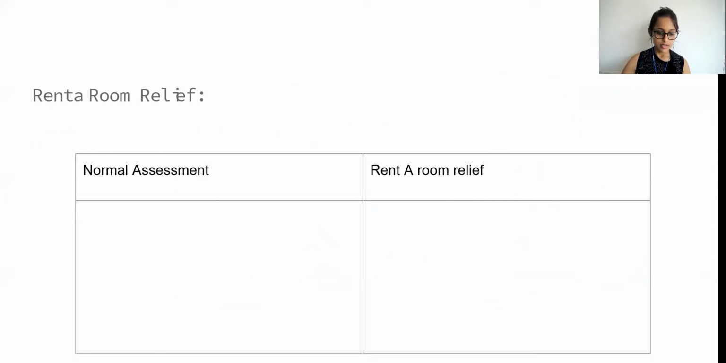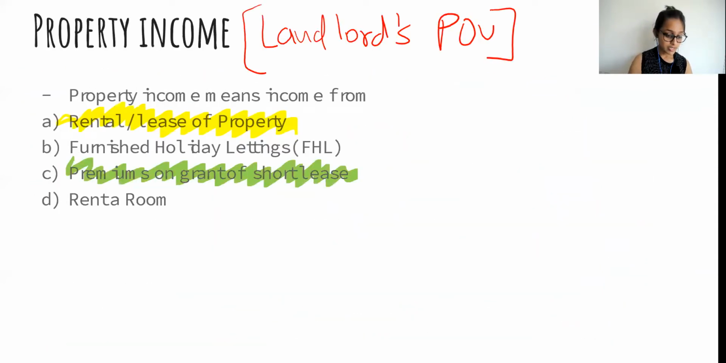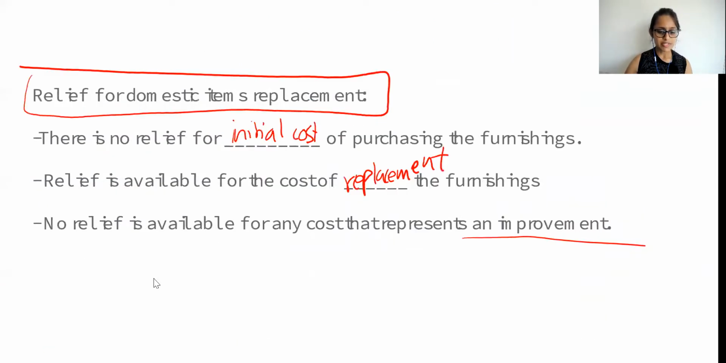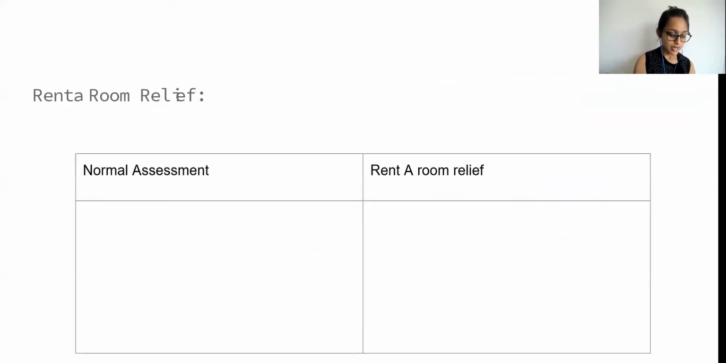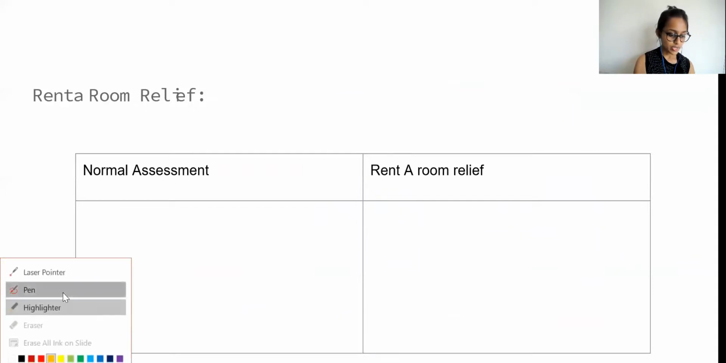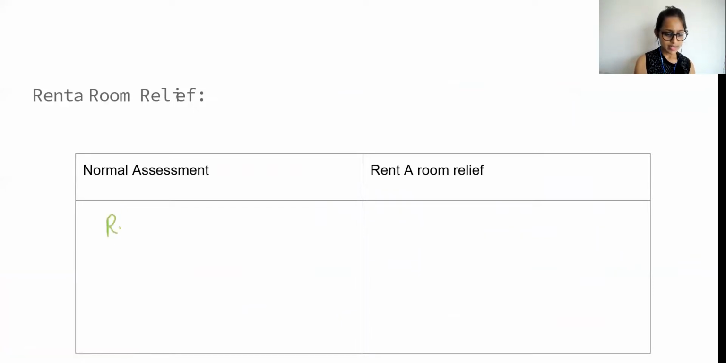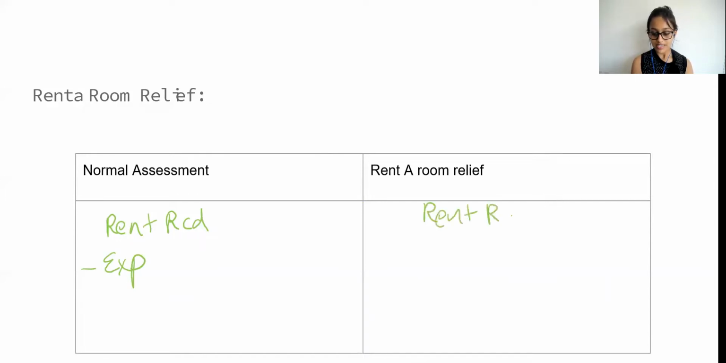Okay, right. Now, the next one is Rent-a-Room Relief. Rent-a-Room Relief is very simple. It is when you're giving one of your rooms for rent. How is it taxed in the UK? The normal way, that is rent received minus expenses. Or the Rent-a-Room Relief method, which is rent received less the fixed amount.